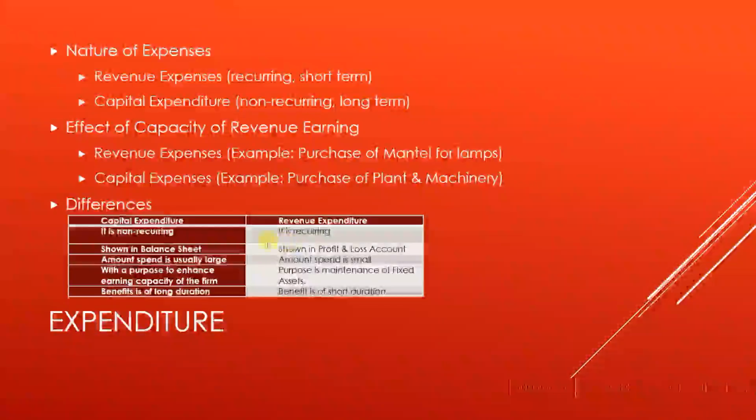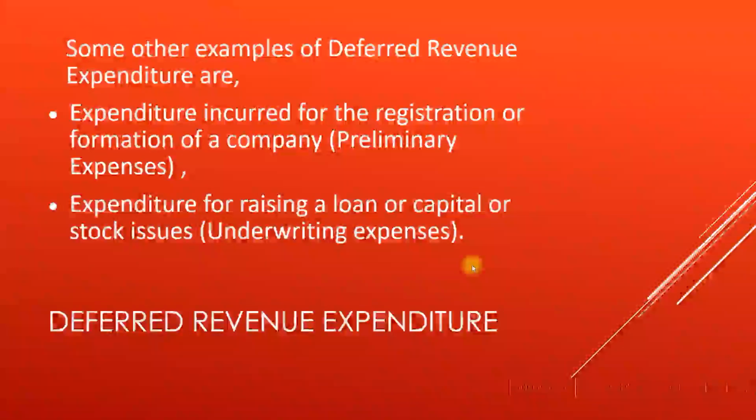Now, revenue expenditure is recurring. It is shown in profit and loss account. Amount spent is small. Purpose is maintenance of fixed assets, and benefit is of short duration. So this covers the expenditure part of this discussion. Next, we'll see what is deferred revenue expenditure.